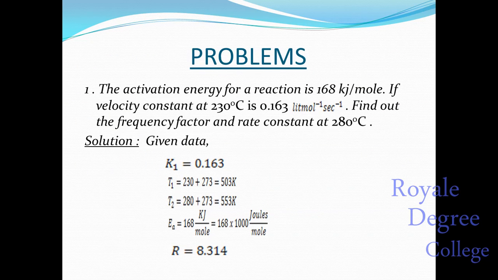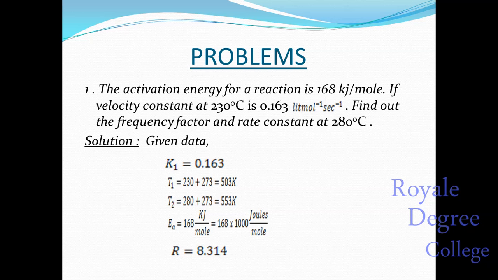Now we'll see the problems. We'll see the first problem. The activation energy of a reaction is 168 kilojoules per mole. If the velocity constant at 230 degrees centigrade is 0.163 mole inverse second inverse, find out the frequency factor and the rate constant at 280 degrees centigrade.